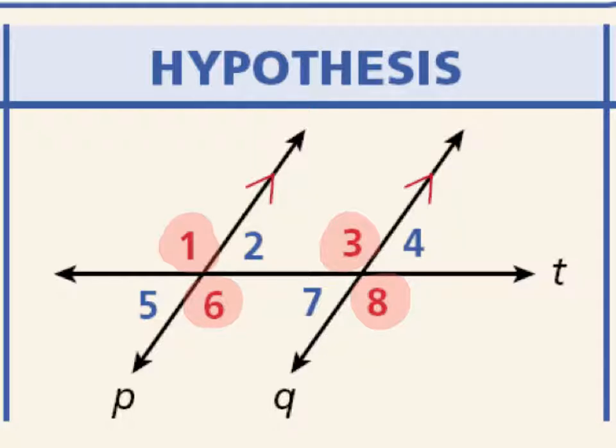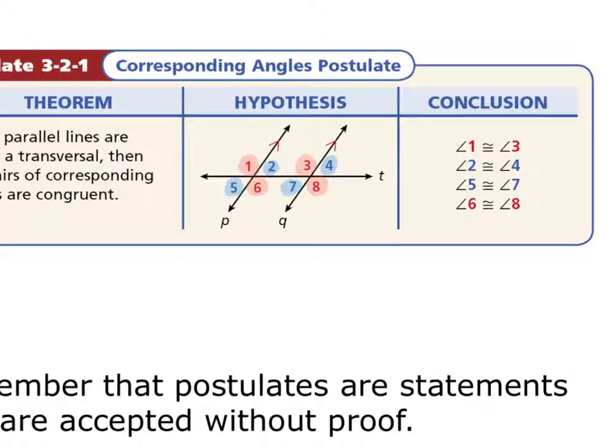And then we have angle 5. What's angle 5's vertical angle? 2. What's the relationship between 2 and 7? Alternate interior. And then what's 7's vertical angle? 4. So we know that all of the blue angles are going to be congruent to each other and all the red angles are congruent to each other.